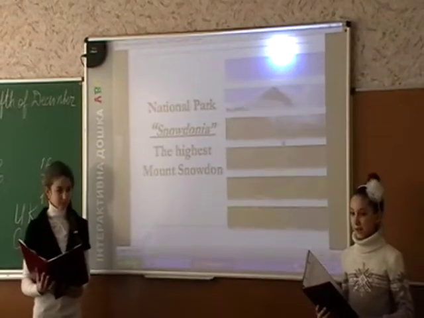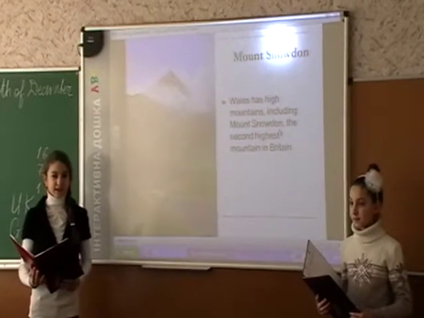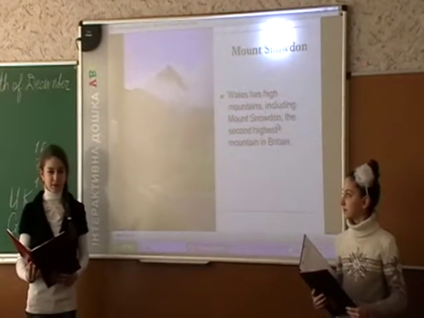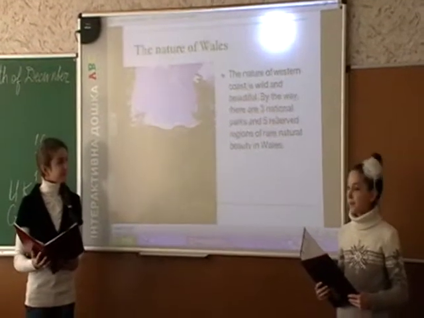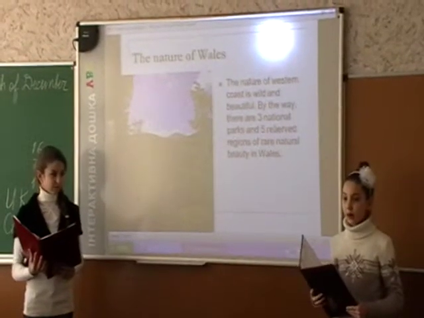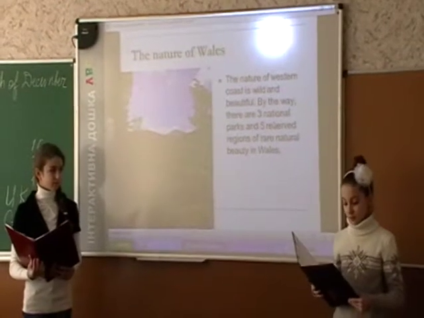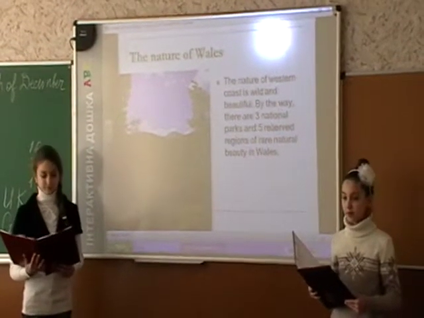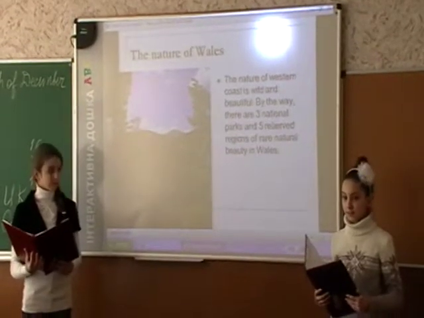National Park Snowdonia, the highest Mount Snowdon. Mount Snowdon. Wales has high mountains, including Mount Snowdon, the second highest mountain in Britain. The nature of Wales. The nature of the western coast is wild and beautiful. By the way, there are 3 national parks and 5 reserved regions of rare natural beauty in Wales.